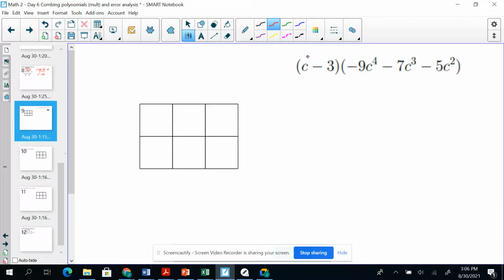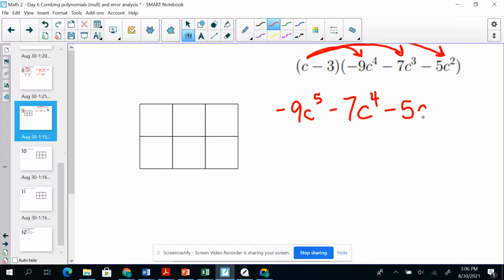So distribution-wise, c times a negative 9c to the 4th power is going to be a negative 9c to the 5th power. Then c times a negative 7c cubed is going to give me a negative 7c to the 4th power. And then c times negative 5c squared is going to get negative 5c to the 3rd power. Because remember, when you multiply the exponents, they add together. So there's an imaginary 1 there. So 1 and 4 is 5, 1 and 3 is 4, and 1 and 2 is 3.